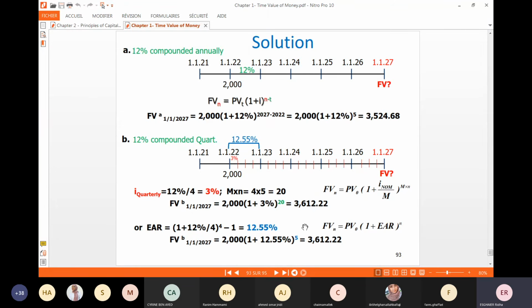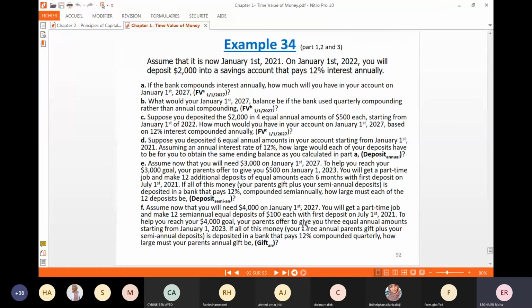Suppose now that you will need $3,000 on January 1st, 2027. To help you reach your $3,000 goal, your parents offer to give you $500 on January 1st, 2023. So you will receive only one amount of $500 on January 1st, 2023. In addition to this gift, you will get a part-time job and make 12 additional deposits of equal amounts each 6 months, with first deposit on January 1st, 2021.